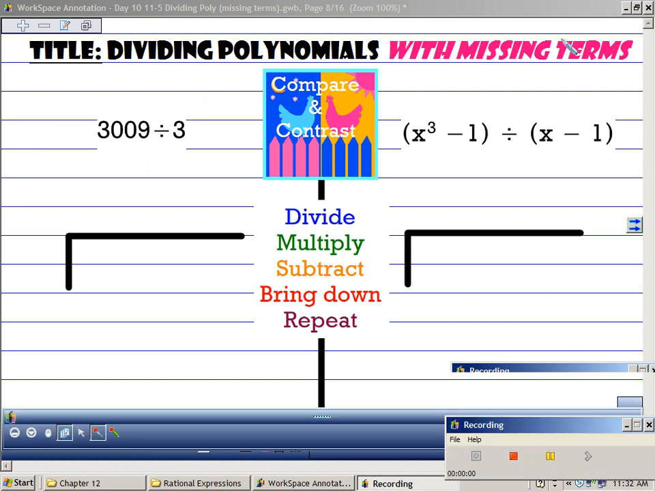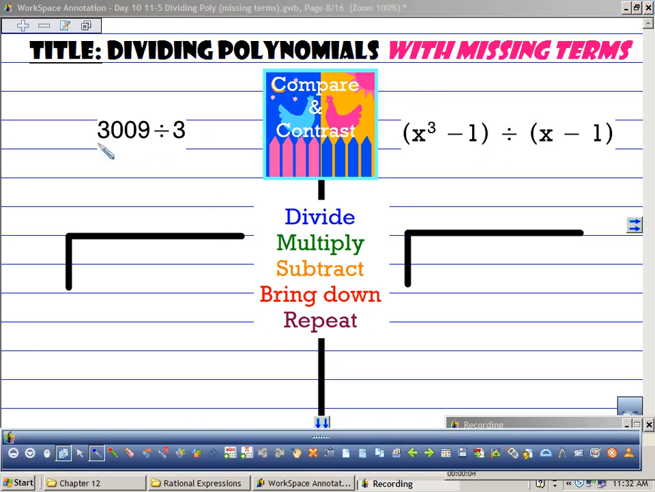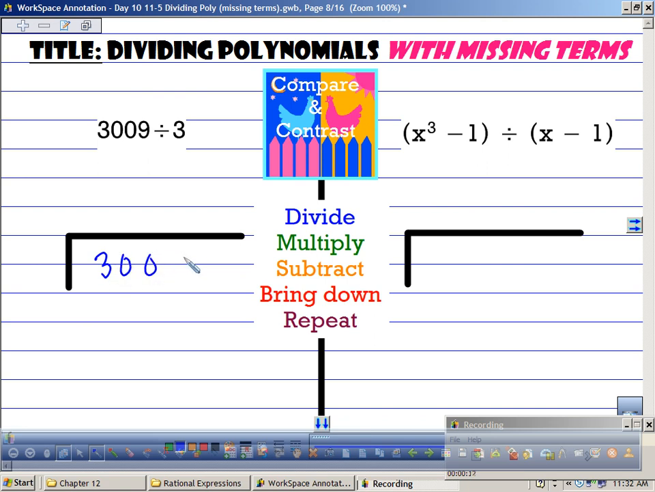Dividing polynomials with missing terms. So I'm going to try and show you the correlation between these two. So here's 3009.